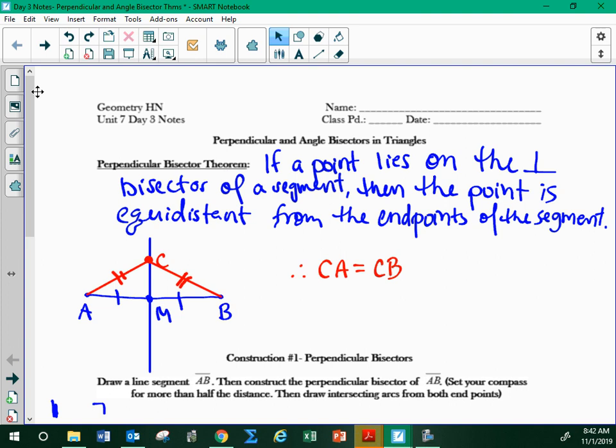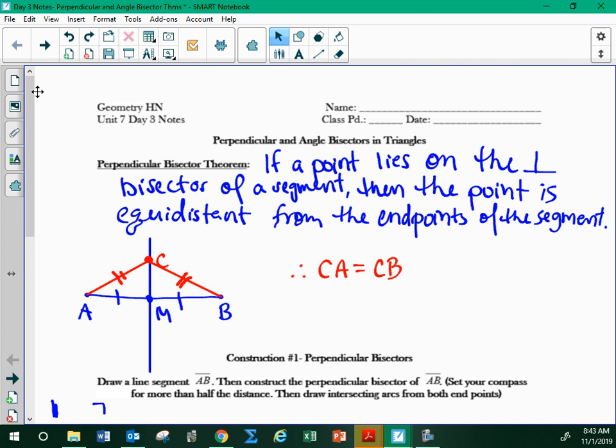Now, the unfortunate thing with moving this unit earlier is that we haven't talked about congruent triangles yet. And technically, we could prove this by congruent triangles, but that's to come next unit. What we have happening here is that these triangles are congruent, which is how we know that it's equidistant. This perpendicular bisector on the bottom makes a triangle like this.